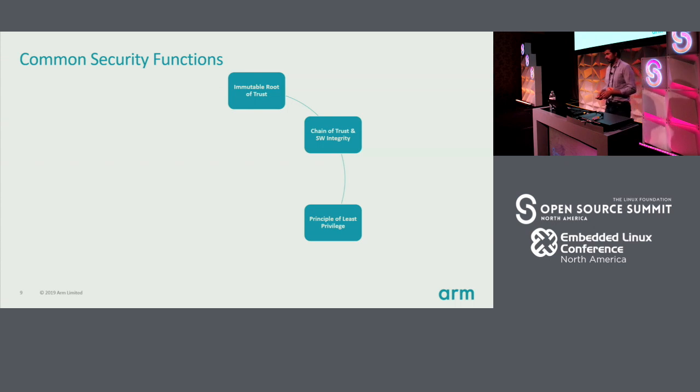Principle of least privilege. This is an interesting one. What this means is, in a given system, you should give only just enough privileges, just enough access, to any part of the software so that it is able to perform its job. Nothing more, nothing less. What that means is, if there is a vulnerability in one part of your system, that doesn't compromise all of the different parts of the system.